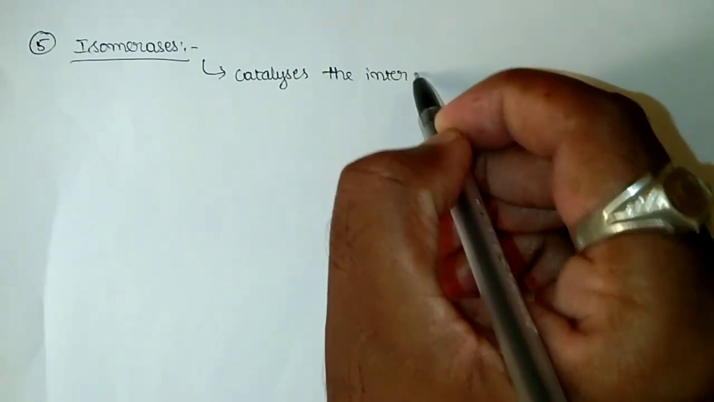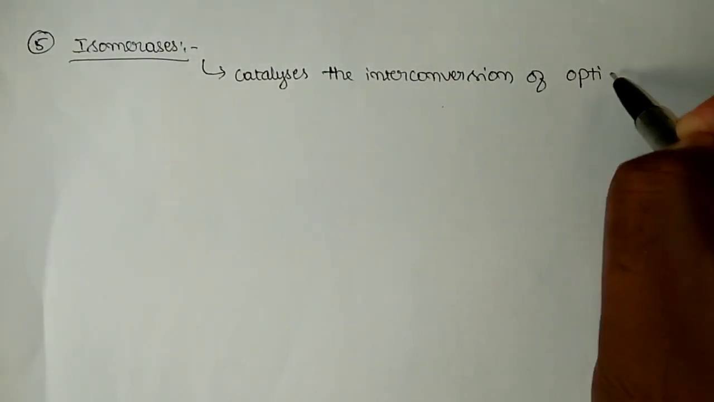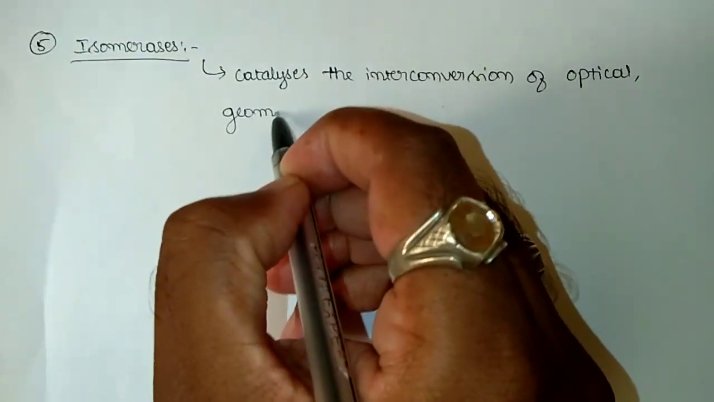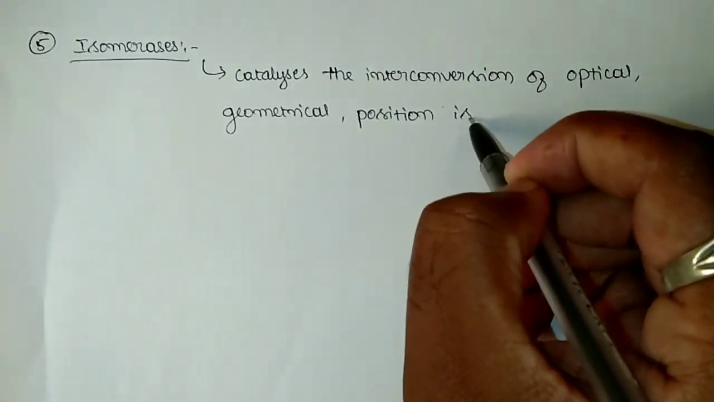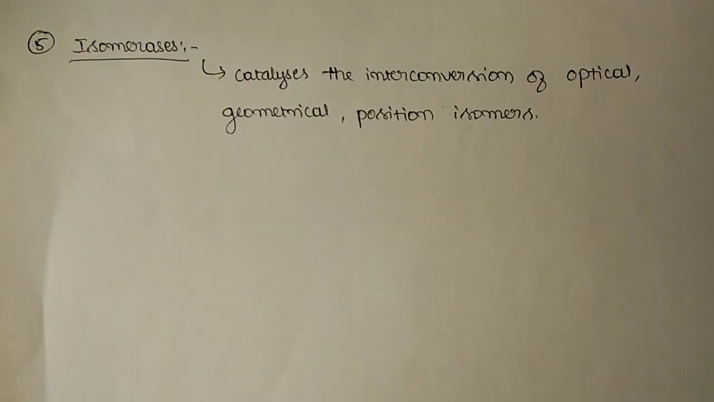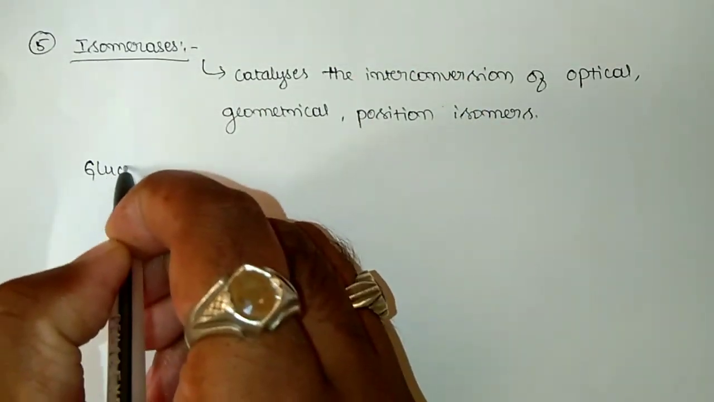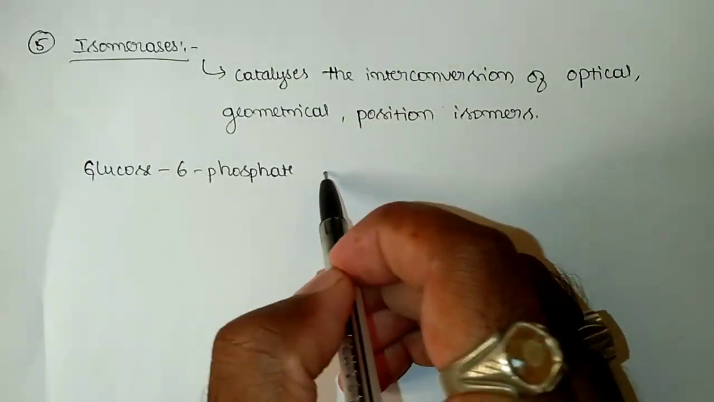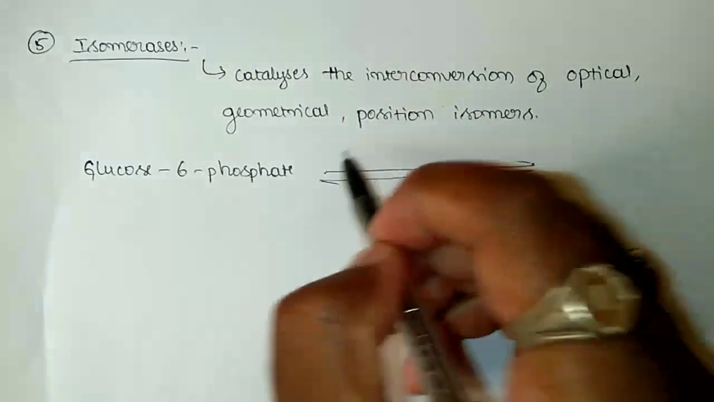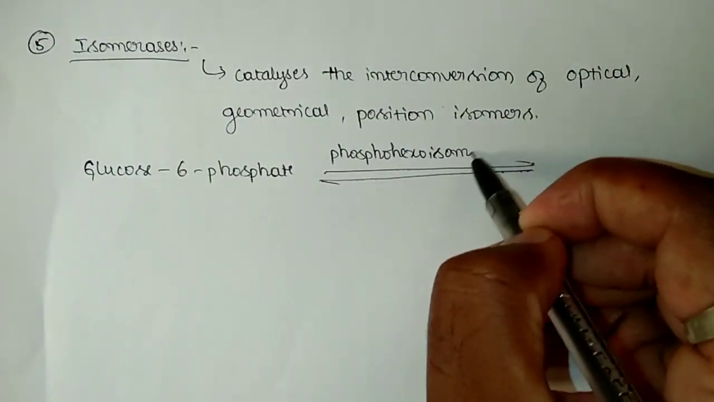So we can say isomerases are the enzymes that catalyze the interconversion of either optical isomers, geometrical isomers, or positional isomers. That's the nature of isomerase enzymes. So let us give one simple example for that. Let us consider glucose 6-phosphate. This is the substrate molecule, and this glucose 6-phosphate molecule, in the presence of the enzyme phosphohexose isomerase, undergoes the process.